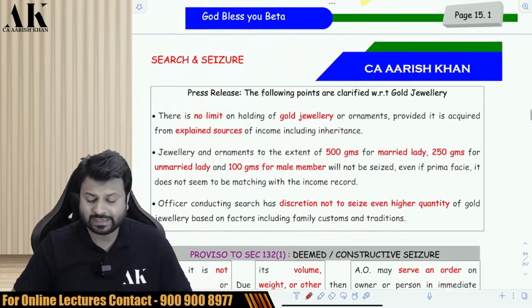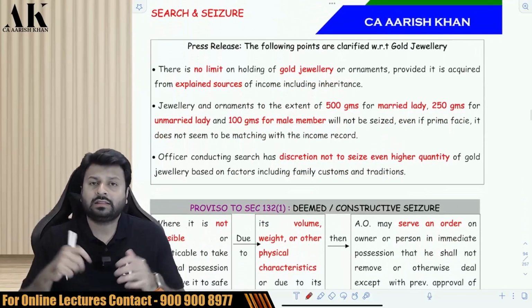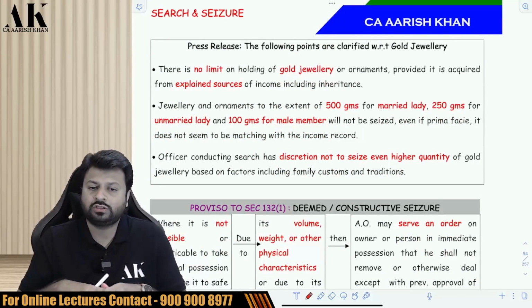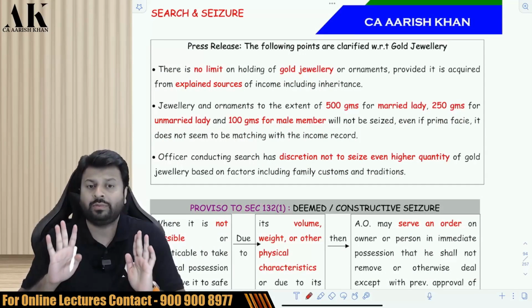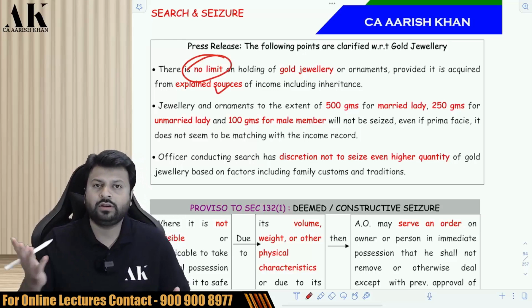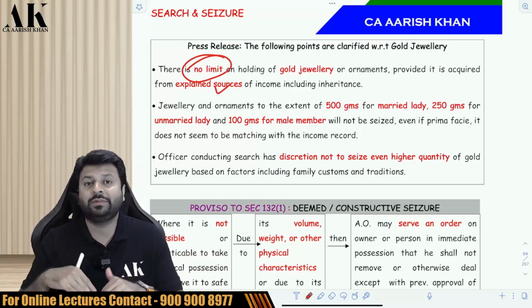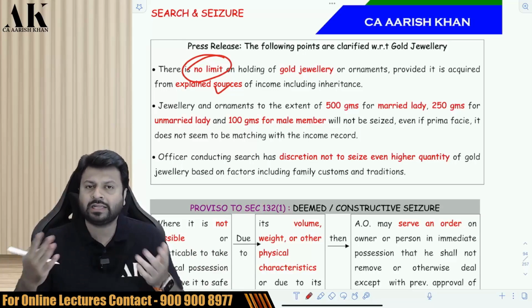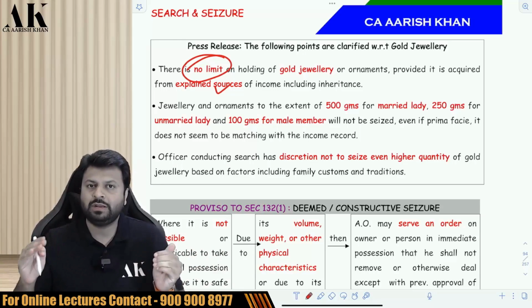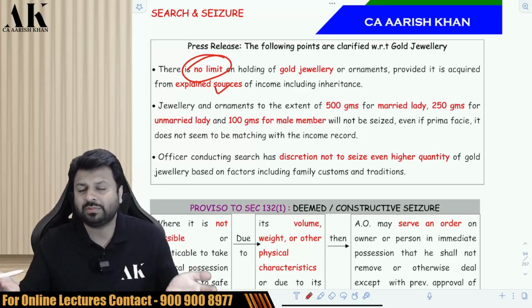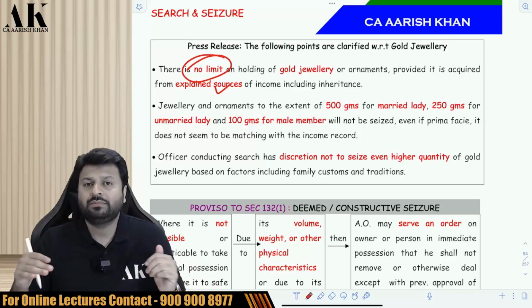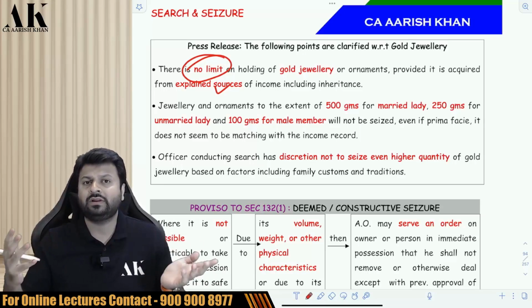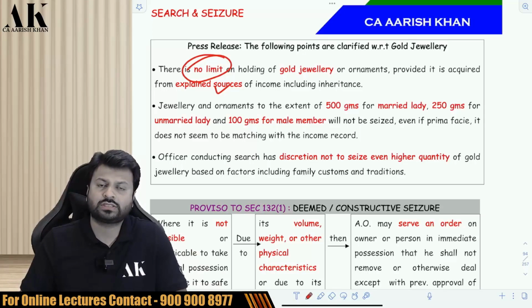Next. What are the limits given for gold jewelry? How much gold can be kept by a person? Listen carefully. If you have gold from explained sources, then there is no limit. You can keep 10,000 kg also if it is from explained sources. But if it is from unexplained sources, the government has given some minimum exemption to keep the gold. Till that much gold, they are not going to ask any question. If the gold is beyond the limit set by the government, then they will start to raise questions.